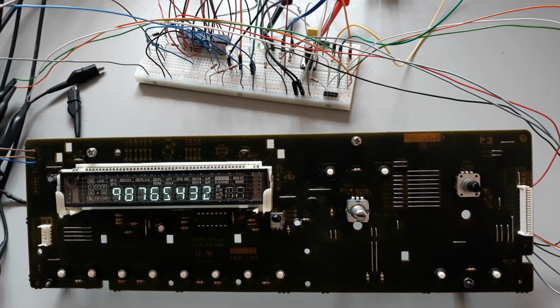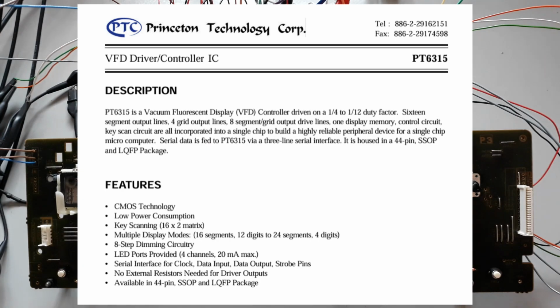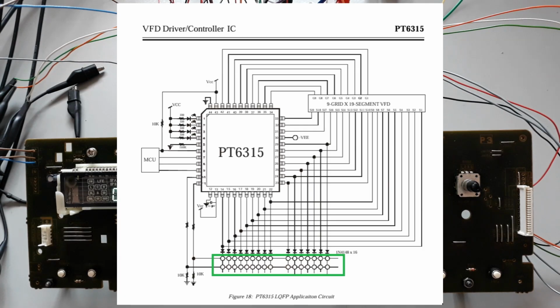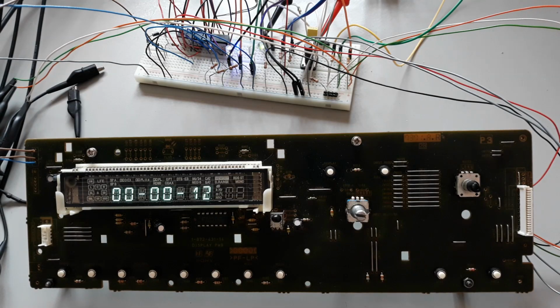Even though we already have videos covering the PT6315, and also the UPD16315, which is essentially identical, there is always something new to explore. In this particular case, the keyboard matrix of the driver was not used. Because of that, we will implement our own method to read the panel buttons.